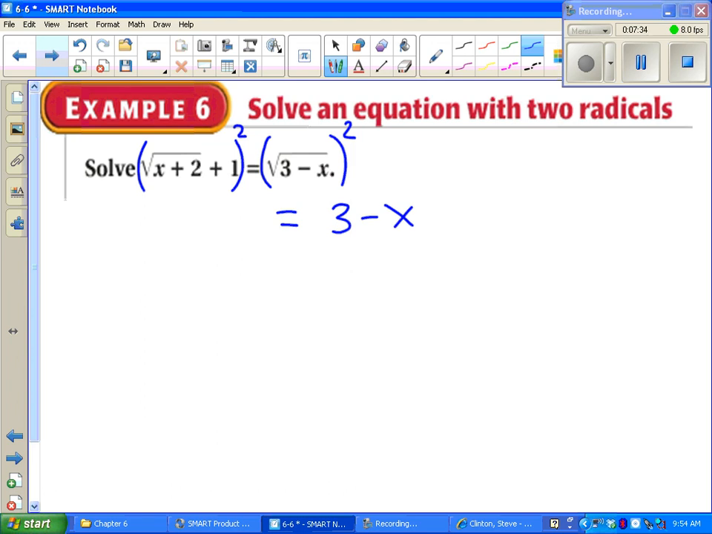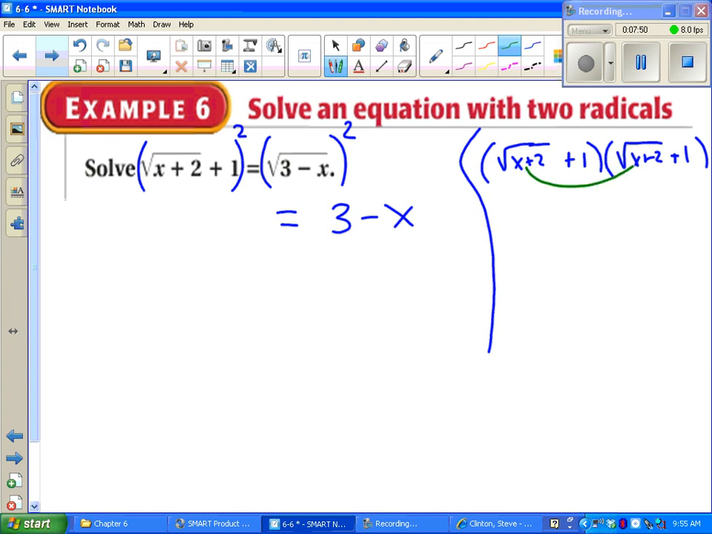In fact, off to the side, let's look at what we're really doing. It's worth doing a side problem, I think. I'm using FOIL, or distributive property. Square root of x plus 2 times the square root of x plus 2. That's nice because it's the same thing on the inside both times, just x plus 2. Plus square root of x plus 2 times 1. Square root of x plus 2. Plus 1 times the square root of x plus 2.